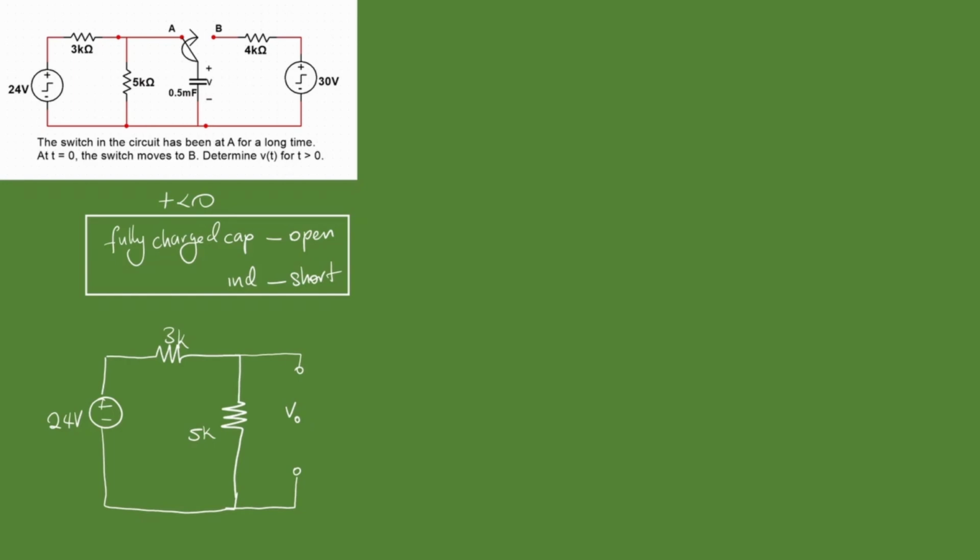You can see now that the capacitor is in parallel with the 5k. So the voltage across the 5k is going to be the initial voltage of the capacitor. So we're going to use what we call the voltage divider principle to determine V0. How that works is that you have the resistor you want the voltage across, that's 5k, so that's going to be on the numerator. So 5k over the sum of the resistors, 3k plus 5k, that's 8k. So 5k over 8k.